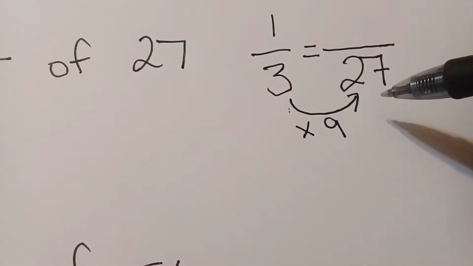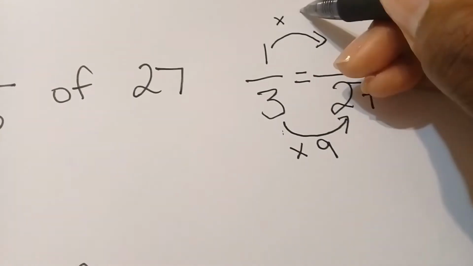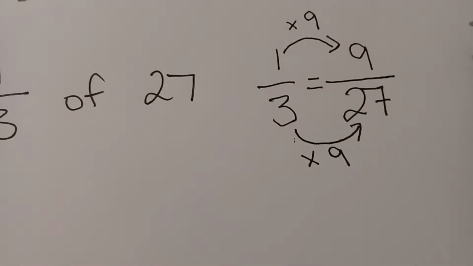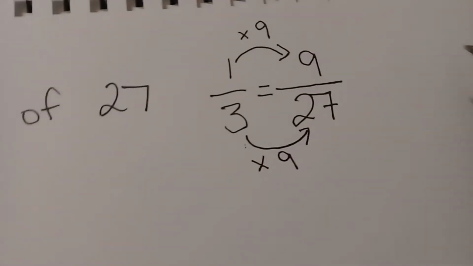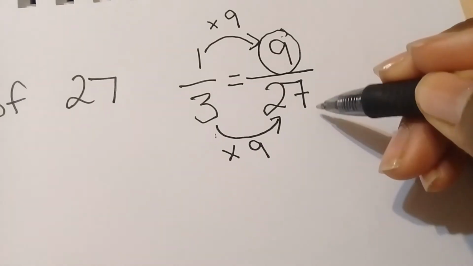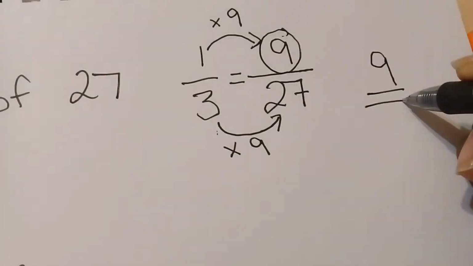Now, since I've multiplied the bottom by 9, I need to do the same thing to the top. Times 9. 1 times 9 is 9. So that means 1/3 of 27 is 9. Not 9/27, my answer is just 9.